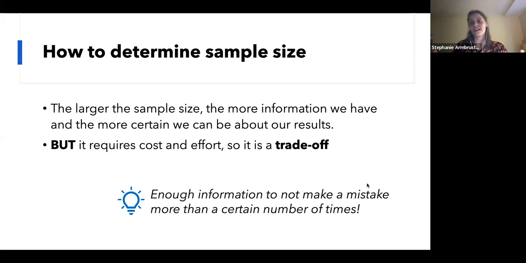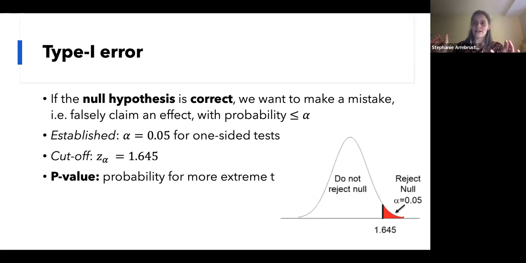So we need to make sure that we don't make a mistake in claiming that something has an effect too many times. Obviously, we can never be certain because we couldn't check everyone, but there has to be an upper limit. And this limit, this error probability, is called the type 1 error. So if we assume our null hypothesis is correct, statins have no effect, we want to falsely claim that they do have an effect with a probability that's smaller than alpha. And it is established to use alpha 0.05 for a one-sided test or a two-sided test.